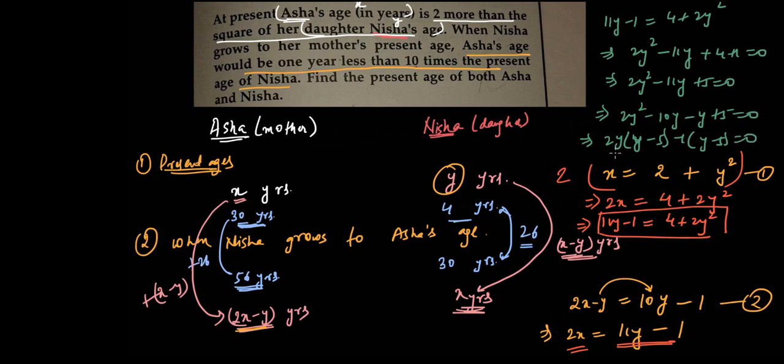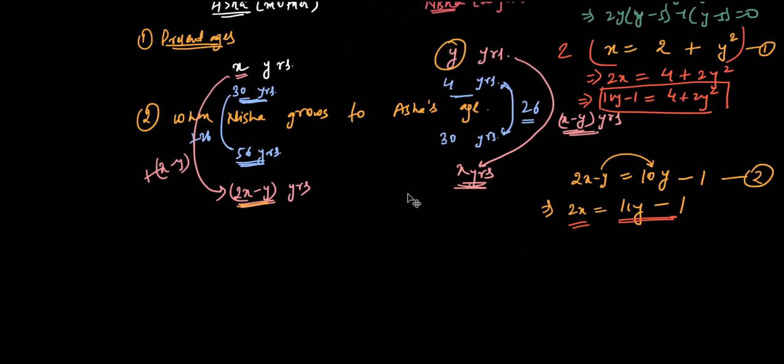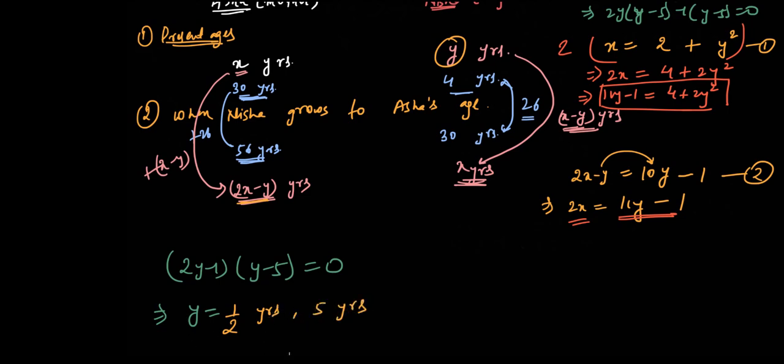So finally, what will be the value? So let me put it down for you. Let me take some more space. Okay, so we have some space here, and let me show you the quadratic. Right, okay. So now we have the quadratic 2y minus 1 into y minus 5 is equal to 0, right? So from here we have two values of y, that y is either equal to 1 by 2 years or y is equal to 5 years. Now which of them do you think will be the correct answer?